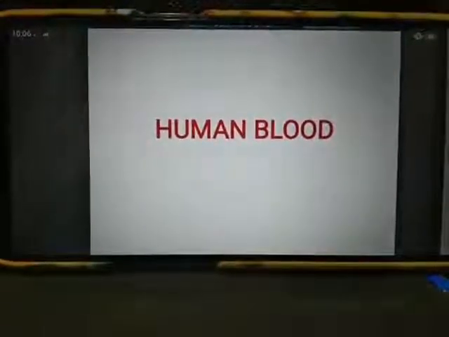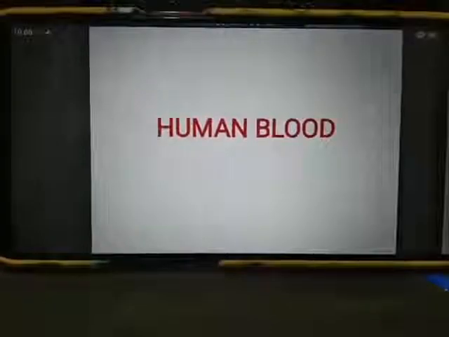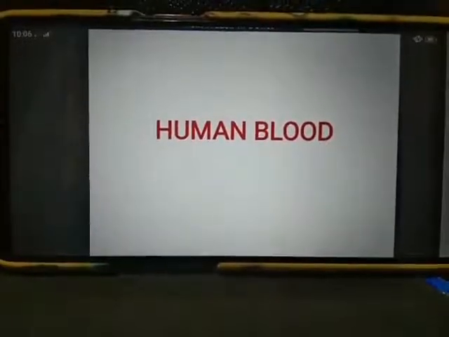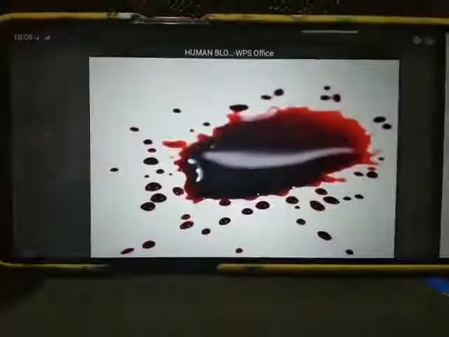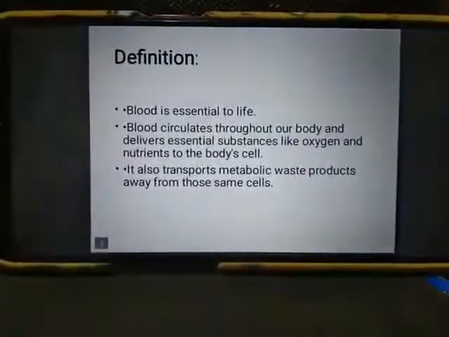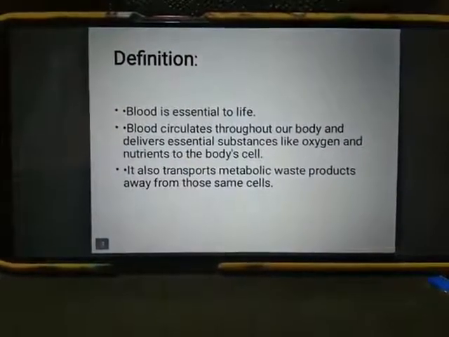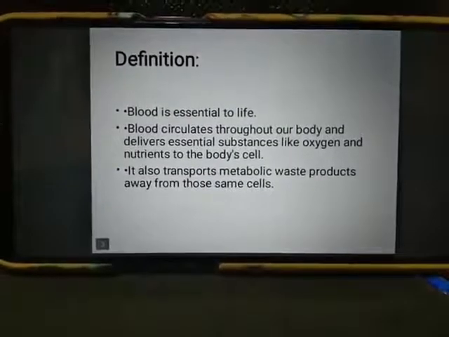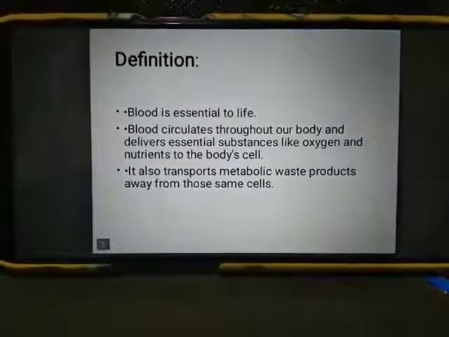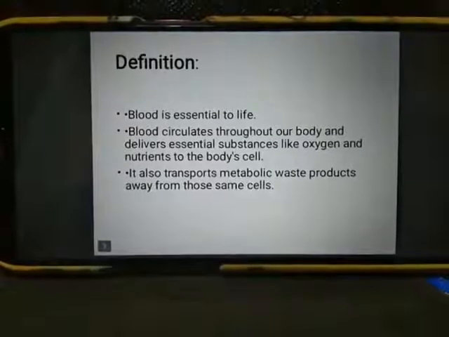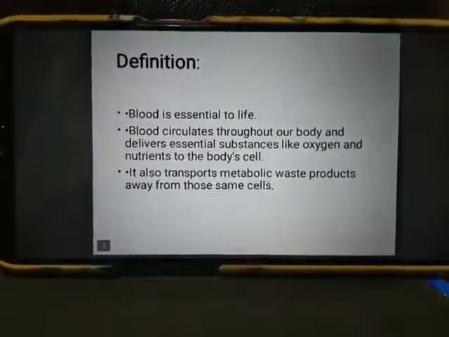My name is Karen F. Baloloy from Nursing-2 and I am here to report about the general description of human blood. So what is human blood? Its definition is: blood is essential to life. Blood circulates throughout our body and delivers essential substances like oxygen and nutrients to the body cells. It also transports metabolic waste products away from those same cells.